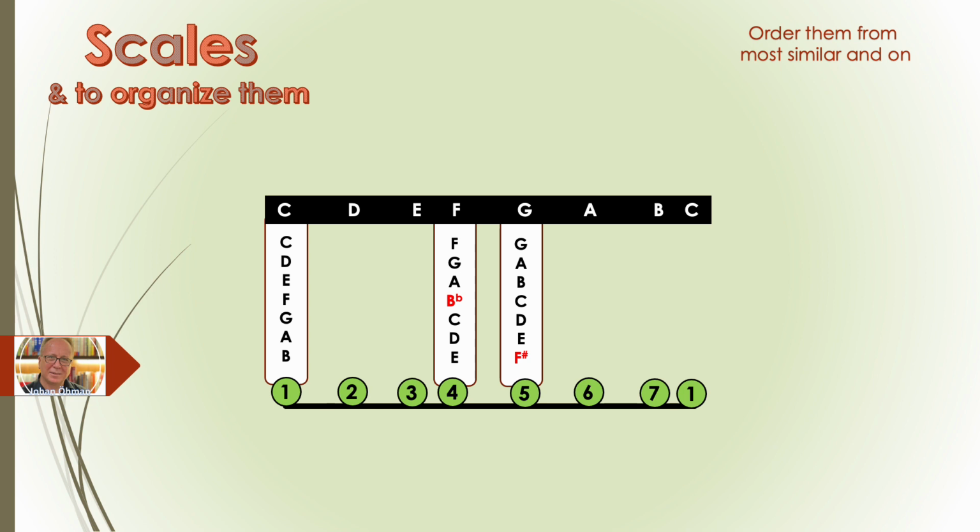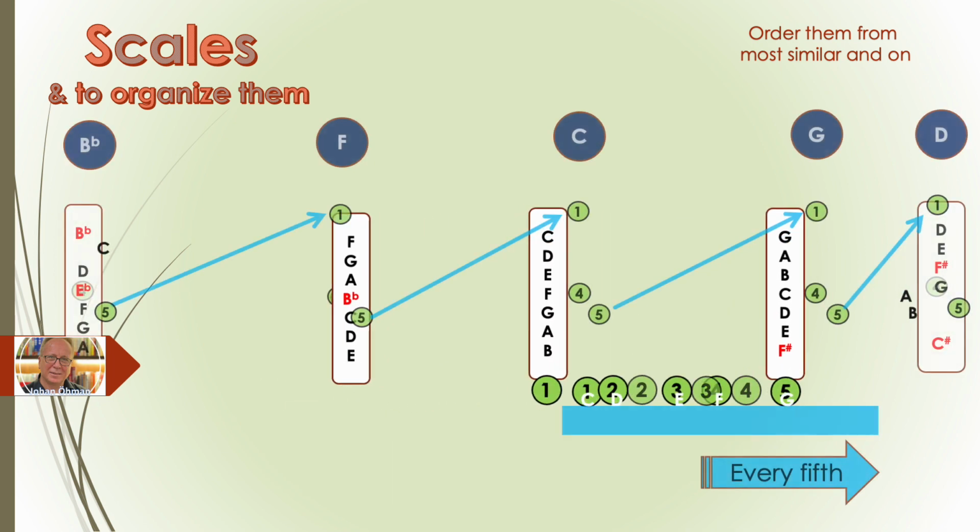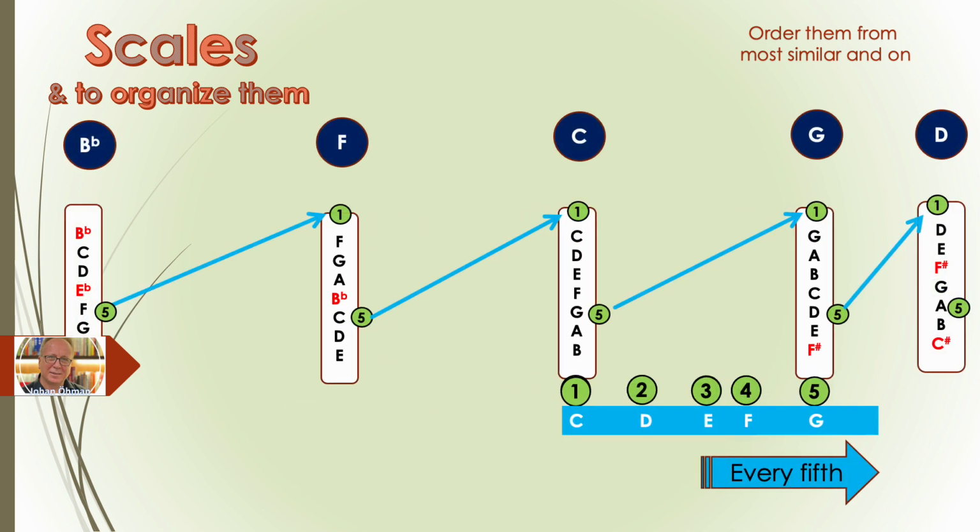Let's put the C scale in the middle, so we have the sharps on one side and the flats on the other side. Now we have the C in the middle. We have the F to the left and we have the G to the right. The 5th note in the C major scale is G, and that is the scale next to C.